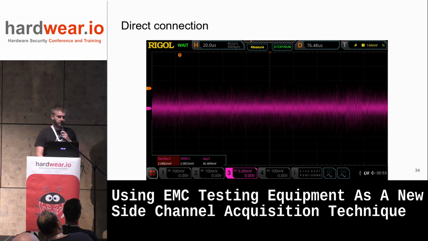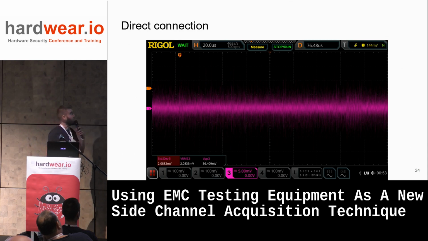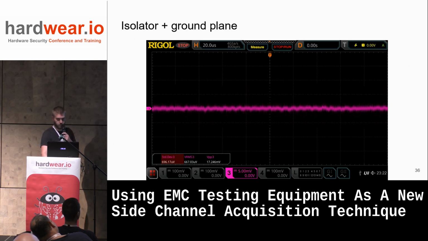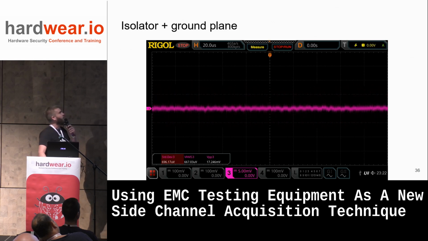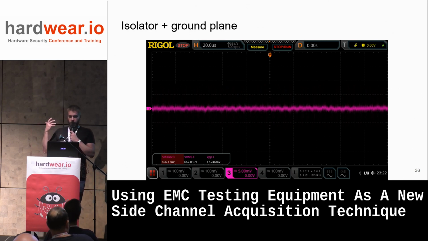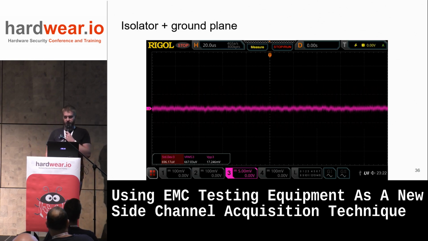As an example, this is a direct connection. So the device is off. It's just the pure noise of my measurement setup. So with a direct connection with my PC, it looks like this. With the isolator, it's already way less. And if I connect the ground plane, it's even less. So you already see an improvement in the quality of the signals using this kind of setup.